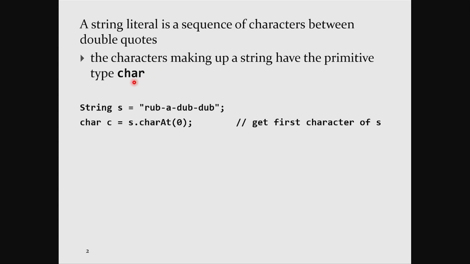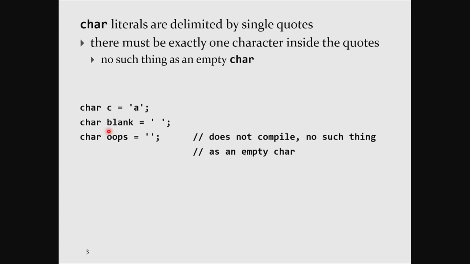So that string S is the sequence of characters rub-a-dub-dub, right? You can ask the string for the first character of the string. There's a method called charAt, which will give you back the character in the string at position 0, right? And you can store that in a variable of type char, little c char. Okay, so the characters in a string in Java actually have their own type.